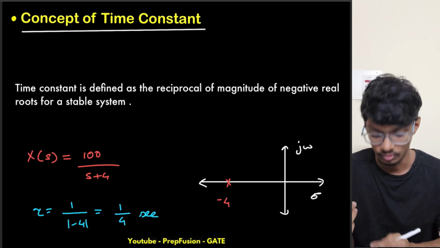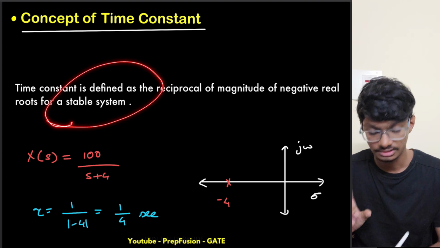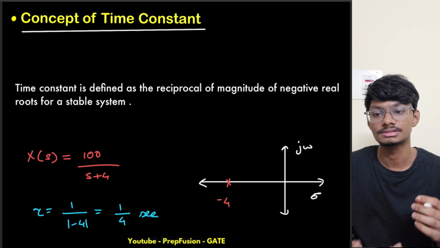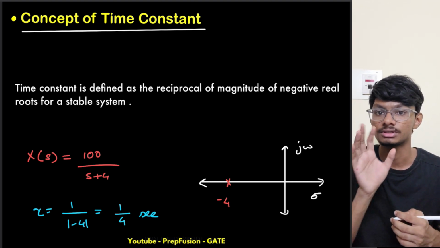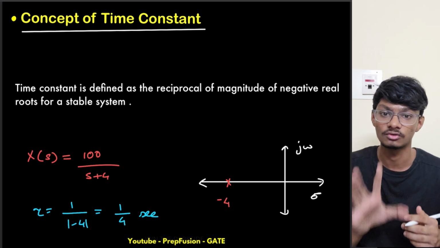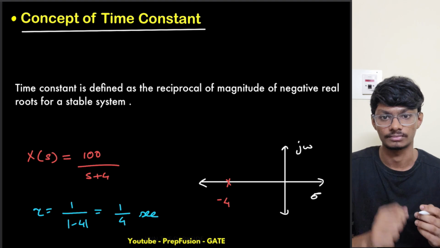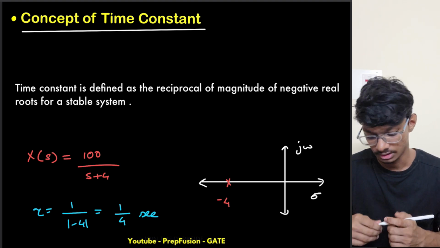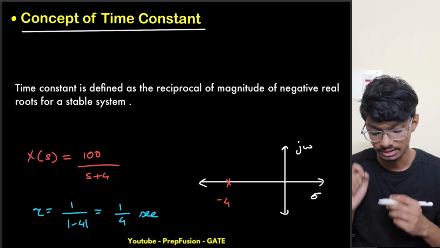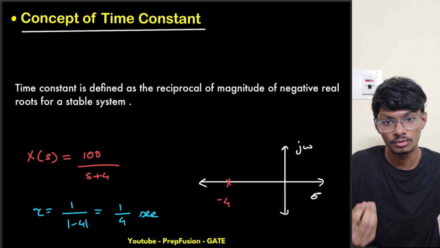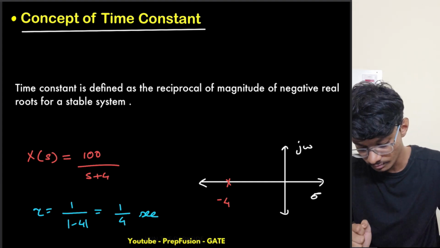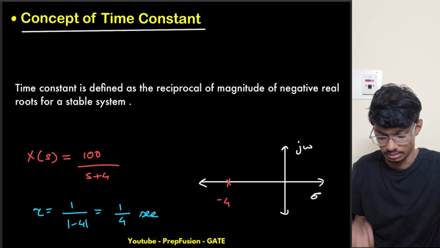Now we learned what time constant is and how it is defined. One basic definition of time constant is the time for which it reaches 63.2% of its final value, but that is only for a first order system. For higher order systems, the definition won't be valid anymore. The definition that is always valid is that time constant is the reciprocal of the magnitude of the negative real roots for a stable system.